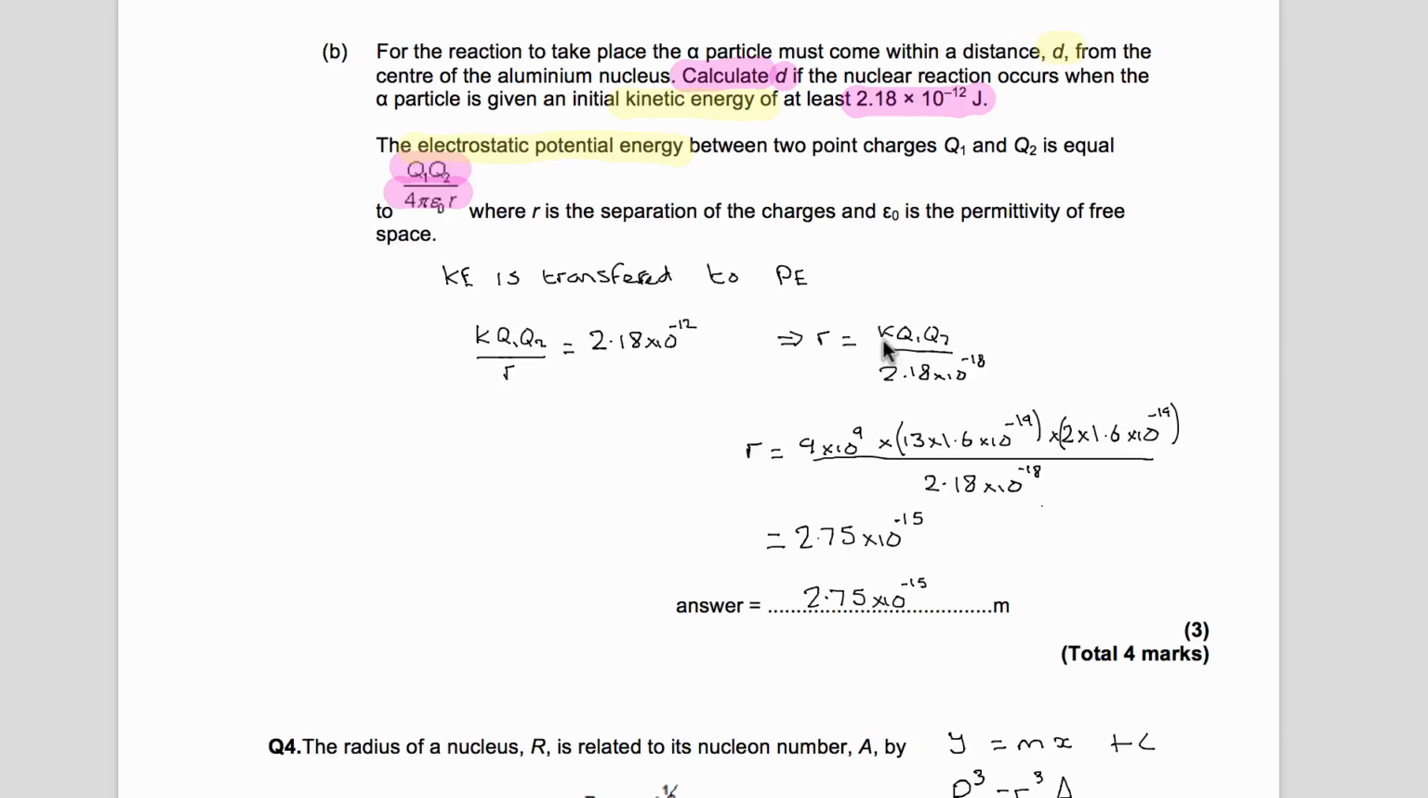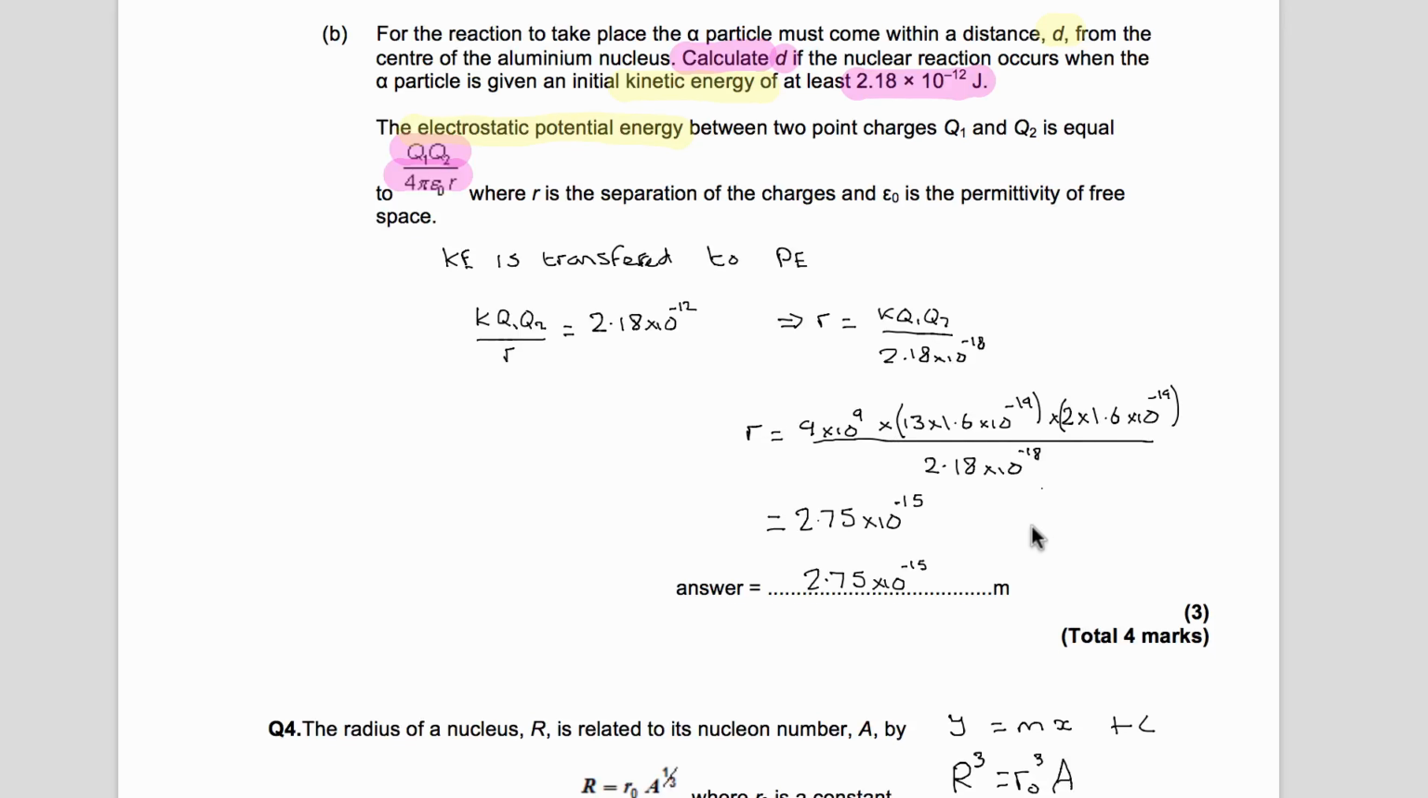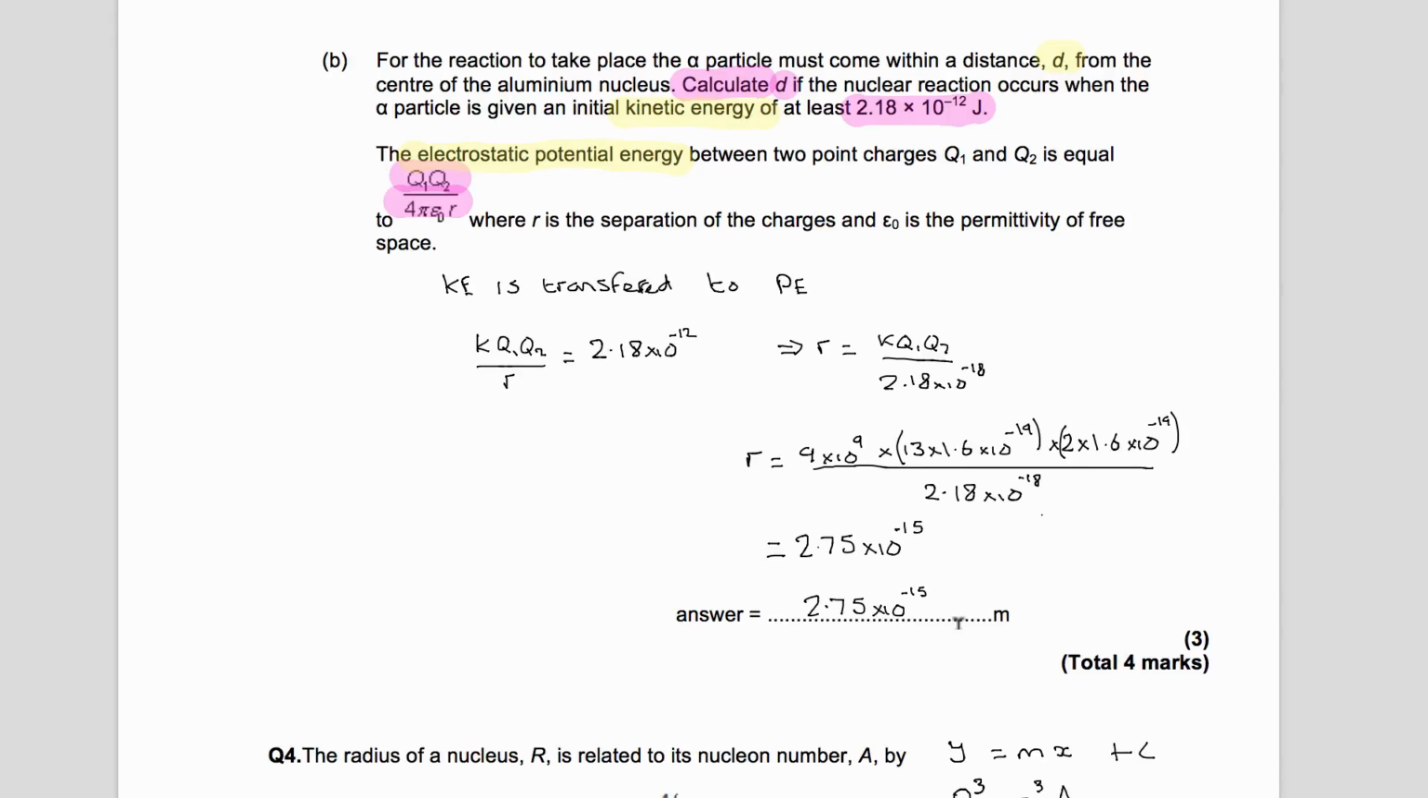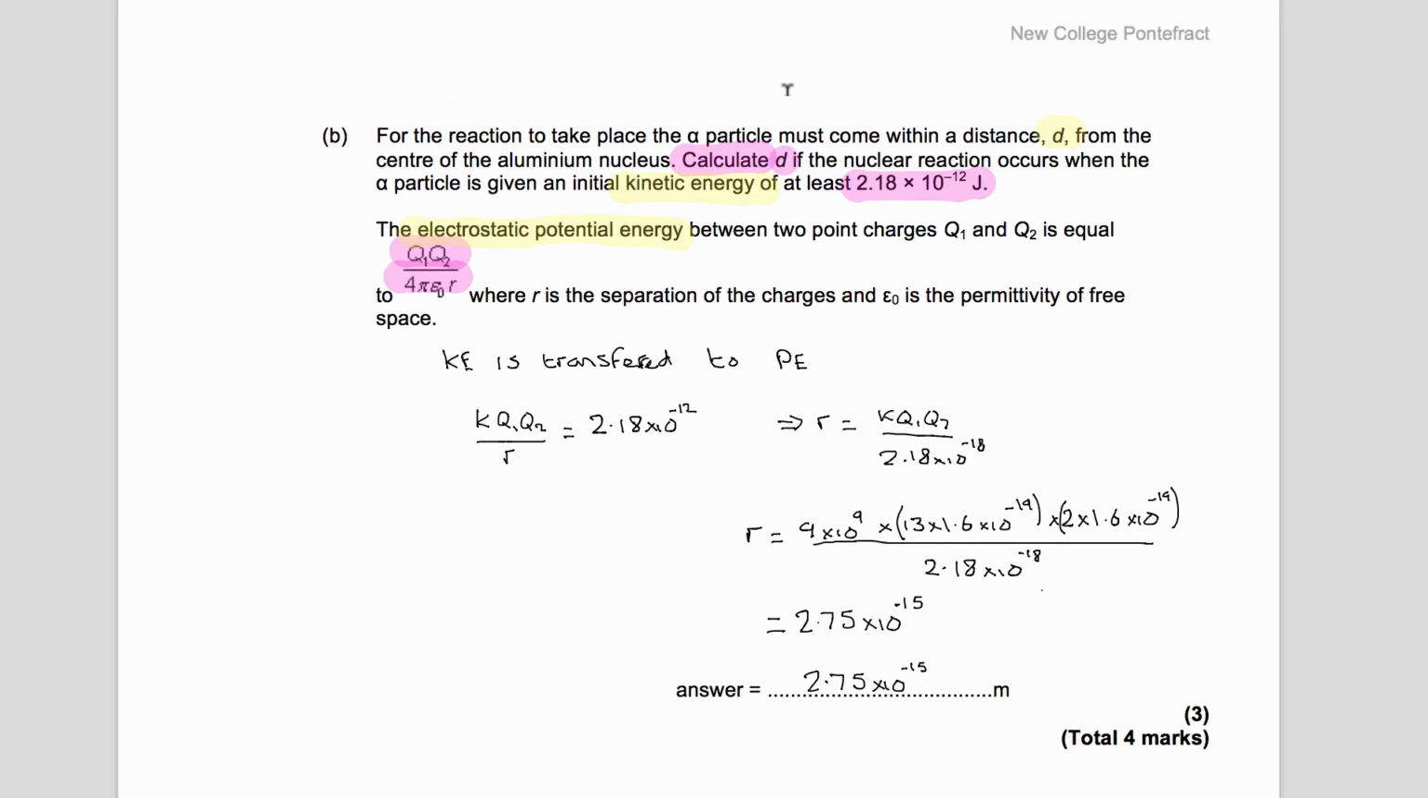So r is equal to the constant, which is the 9 times 10 to the 9, multiplied by the charge of the nucleus, multiplied by the charge of the alpha particle, divided by the kinetic energy. And if I put all of my numbers in here, I get 2.75 times 10 to the minus 15 meters. So that's the distance that we were asked to calculate. So that was question number 3 of the nuclear physics homework booklet.